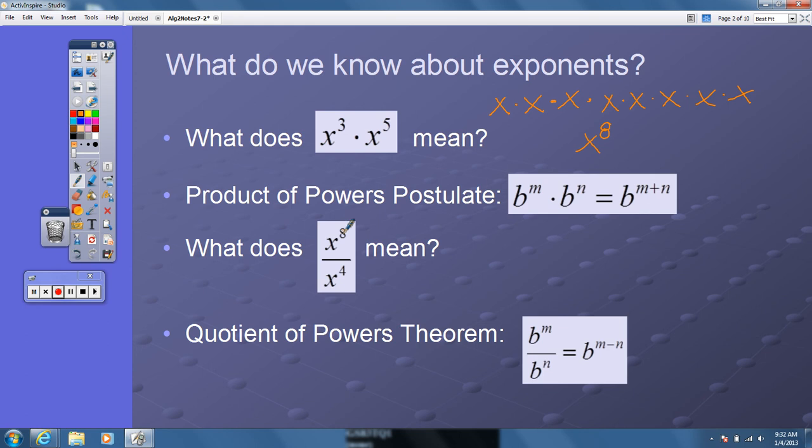This is called the product of powers postulate. And it states that whenever you have the same base and you have different exponents, you can add the exponents and get a total. Okay? So how about this one?